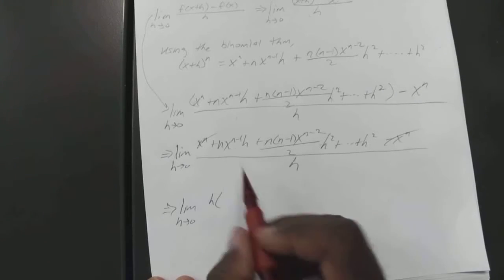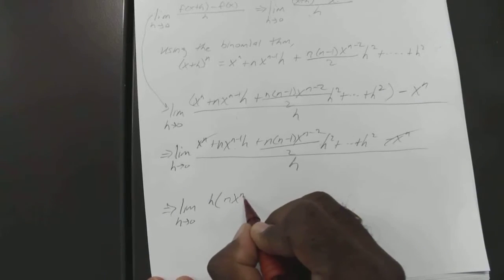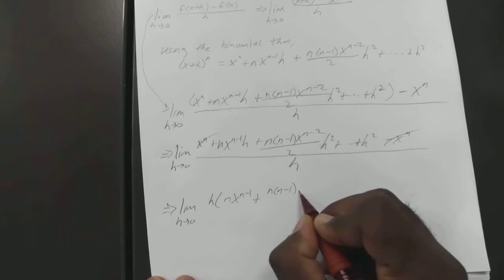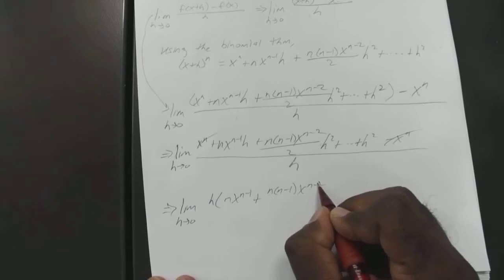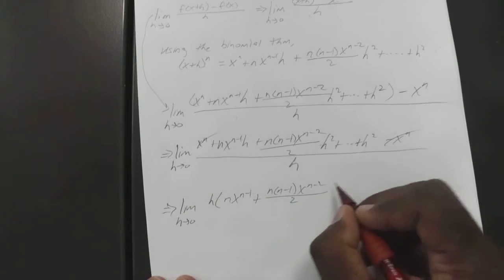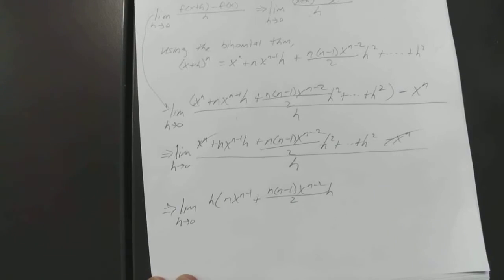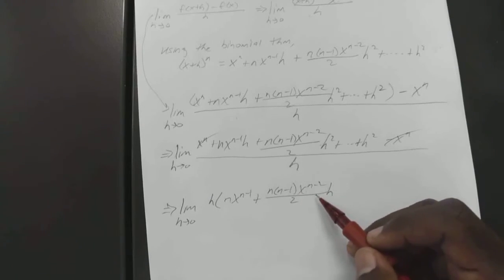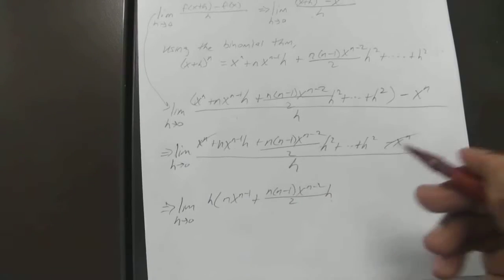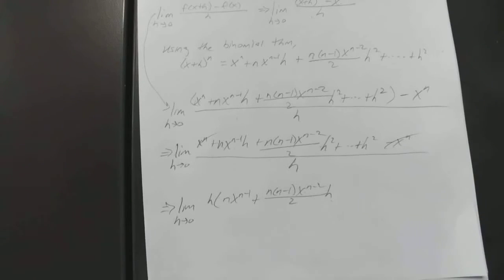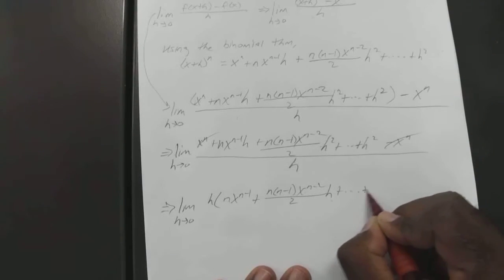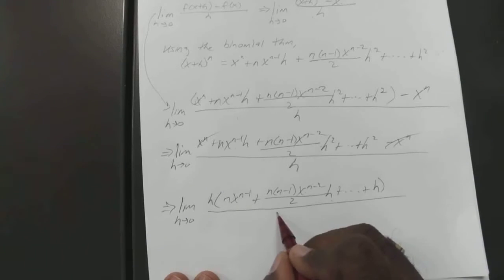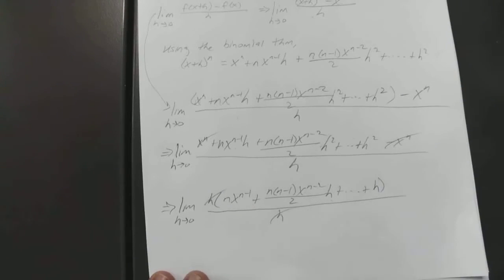We factor out an h here, we get n x to the n minus 1 plus n times n minus 1 times x to the n minus 2 over 2 times h, since that one was h squared. Then you have n times n minus 1 times n minus 2 times x to the n minus 3 times h squared, and it just keeps on going and going. So it's plus all the way to h, and that's over h, where those two cancel out.